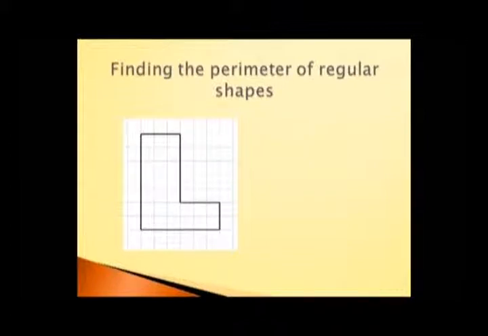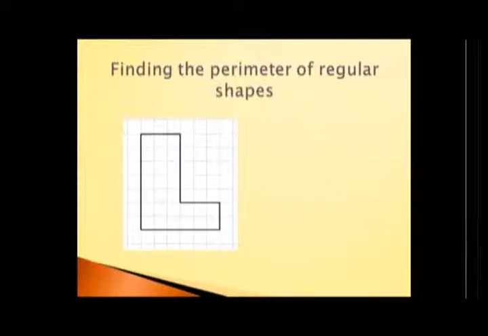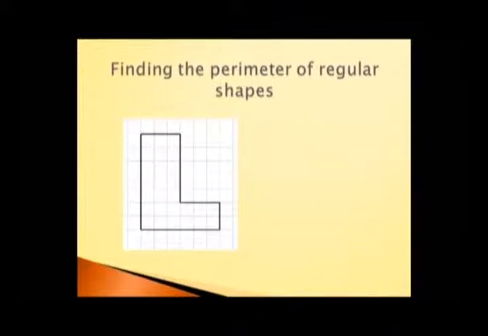Here we have the outline of the letter L. It is shown here on your grid paper. Can you estimate the perimeter for this shape? Remember, perimeter measures the distance around the shape. Look closely at your grid paper. Now let's find out if you are correct.